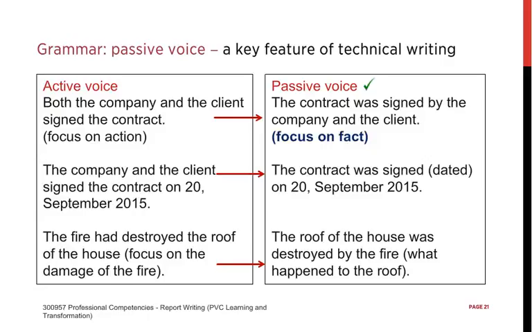Another example is the active voice is the company and the client signed the contract on 20th September 2015. You'll want to use a passive voice, which is the contract was signed on 20th September 2015. As a final example, the active voice would be the fire had destroyed the roof of the house. It focuses on the damage of the fire. What you want to do is passive voice. The roof of the house was destroyed by the fire. And this focuses on what happened to the roof.